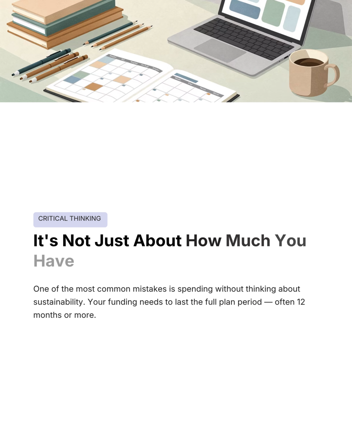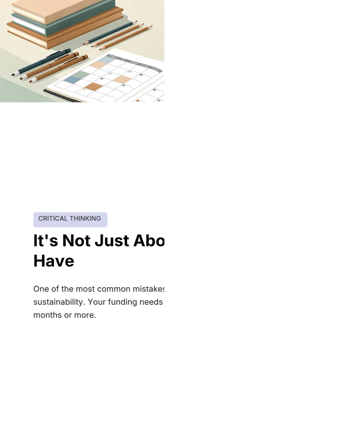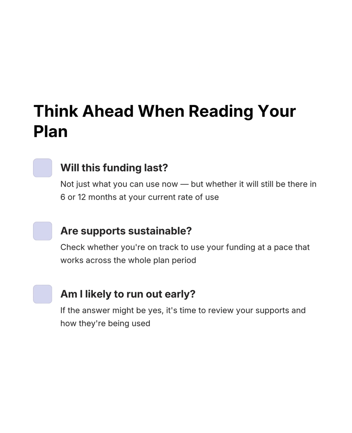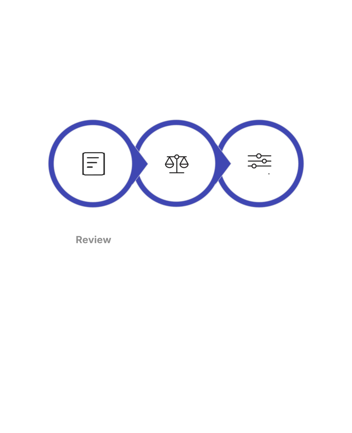Once you understand these categories, the next step is to look at how your funding is being used over time. This is where people often get caught out, because it is not just about how much funding you have, it is about whether it will last for the full plan period. So when you are reading your plan, you want to be thinking ahead, not just what can I use this for right now, but will this still work in 6 months or 12 months? Are my supports being used at a rate that is sustainable, or am I likely to run out of funding early?